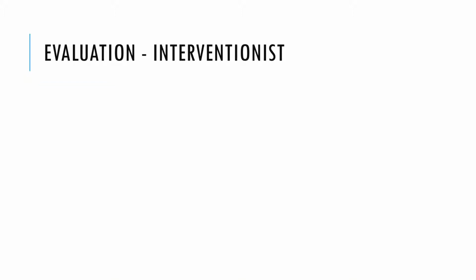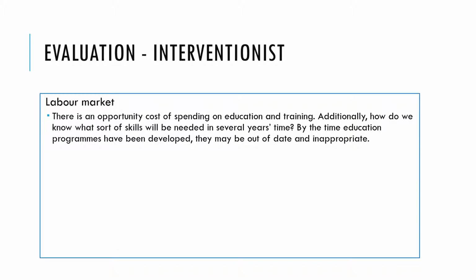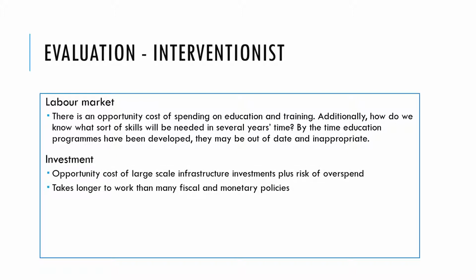In terms of evaluation of interventionist policies, in terms of the labour market, there is an opportunity cost of spending on education and training. And also, if we're spending money on education and training, do we know exactly what sort of skills we should be teaching and training students to have when they won't actually be needed in the workplace for a number of years' time? In terms of investment, there's an opportunity cost of large-scale infrastructure investments. What could that money have been used otherwise for? And also there's the risk of overspend.